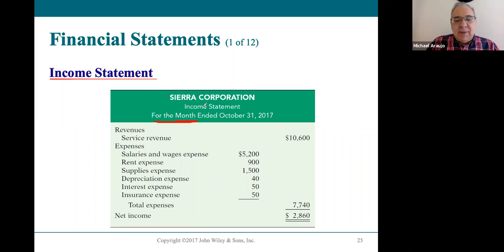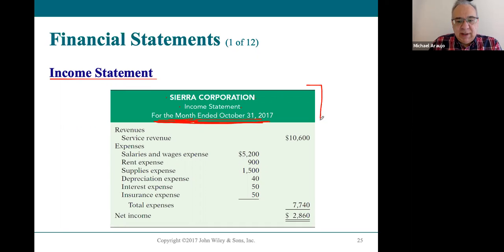Okay, so an income statement in this case is what happened to the company for the month. In this case, we're using Sierra Corporation. Sierra Corporation is the fictitious company in the book that gives guided tours of the Sierra Nevada region, which is out in California. They started their company on October the 1st, and at the end of the first month in operation, they wanted to know whether they made a profit or not. So the income statement for the month ending October 31st tells us that.